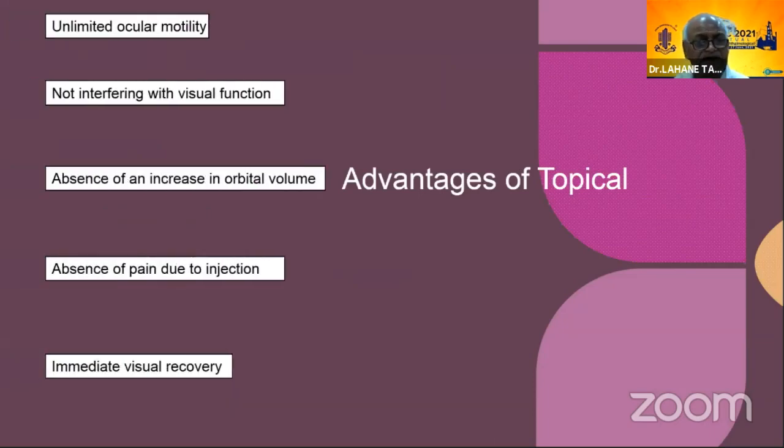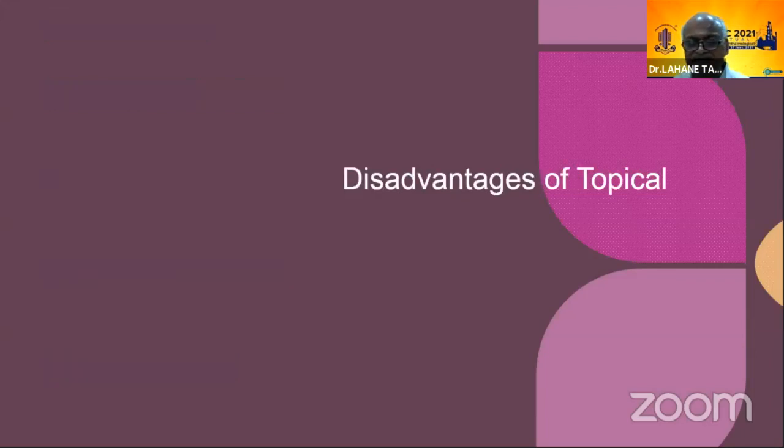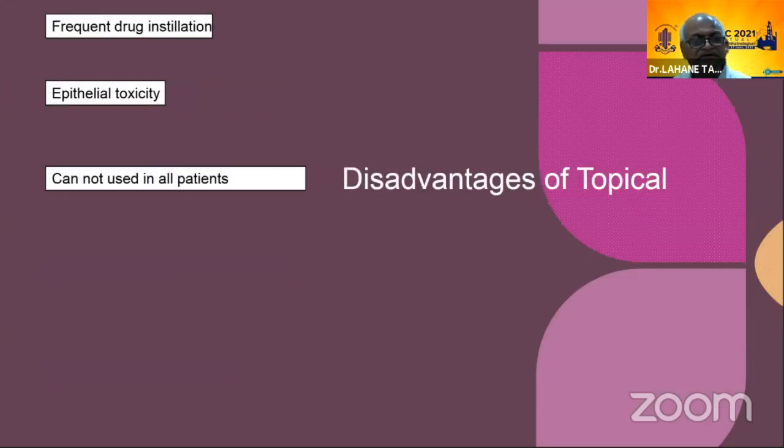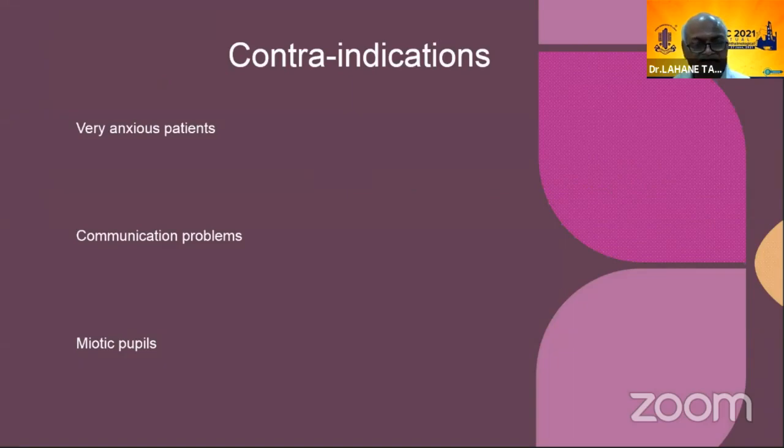Now, advantages of topicals are unlimited ocular motility, they do not interfere with the visual function, absence of an increase in orbital volume, absence of pain due to injection, and immediate visual recovery. These are the advantages of topical anesthesia. Again, you will see the frequent drug instillation, epithelial toxicity can happen. These are the disadvantages, and it cannot be used in all patients. It's not possible universally. Then the contraindications: a very anxious patient, you should not use. Communication problems or language problems, and the miotic pupil, you should not use.